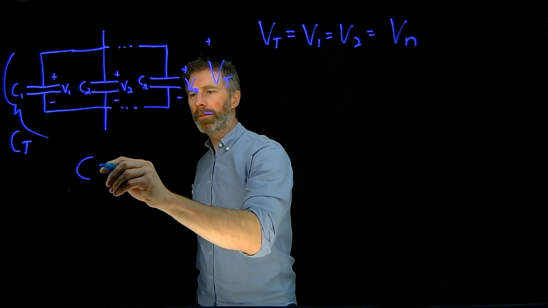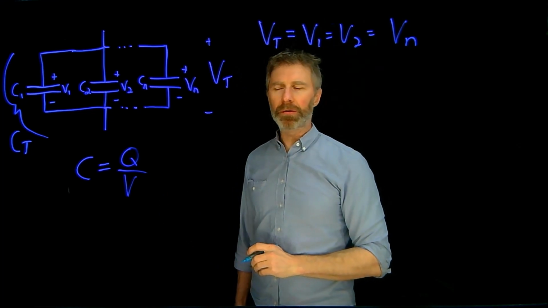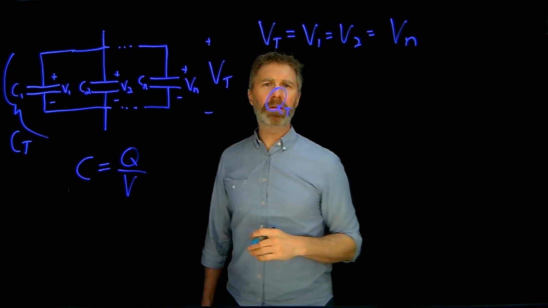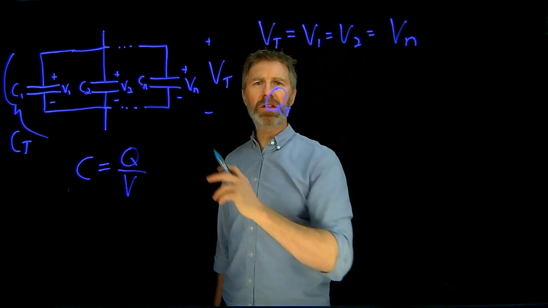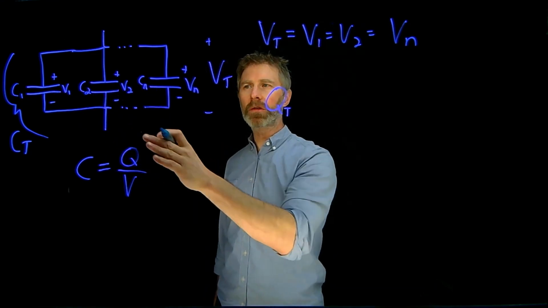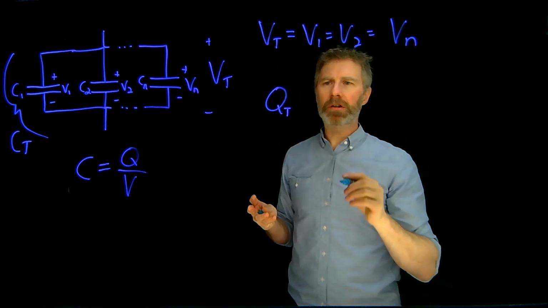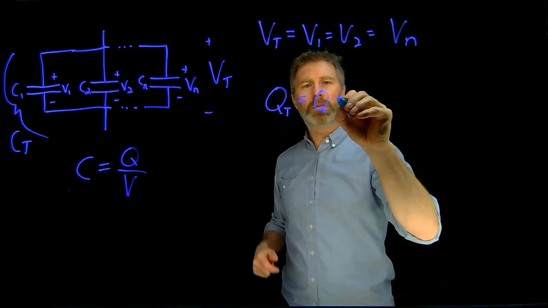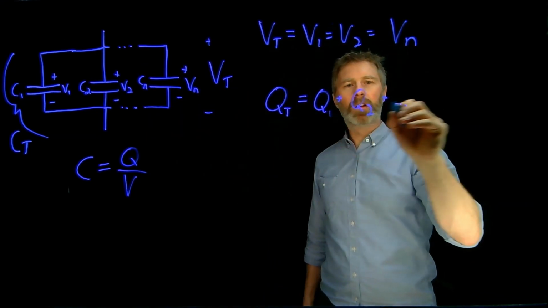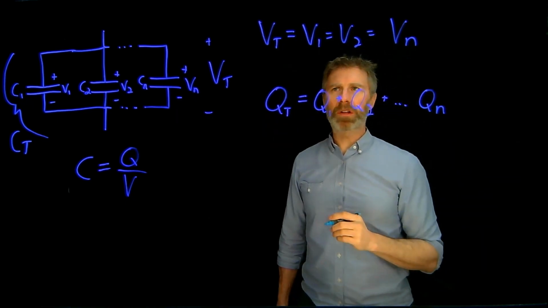Again, we also know that capacitance is equal to the amount of charge you can push onto the capacitor per volt. What else do we know about this? Well, what about the total charge? The total charge is built up on all those capacitors. Each one of those capacitors is going to have its own charge buildup. Capacitor 1 will have charge Q1, capacitor 2 will have charge Q2, capacitor n will have charge Qn. The total charge that builds up on all these capacitors will be the sum of those charges. So the total charge will be Q1 plus Q2 plus all the other capacitors that may be living there plus Qn.